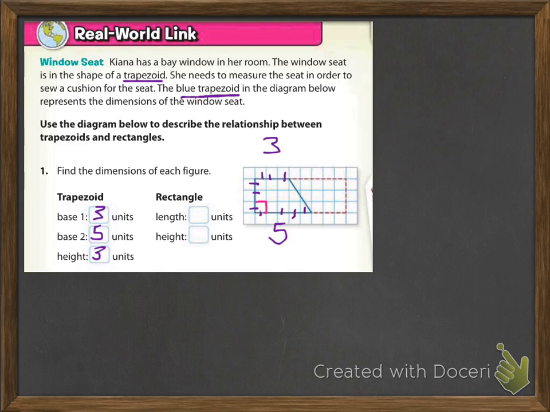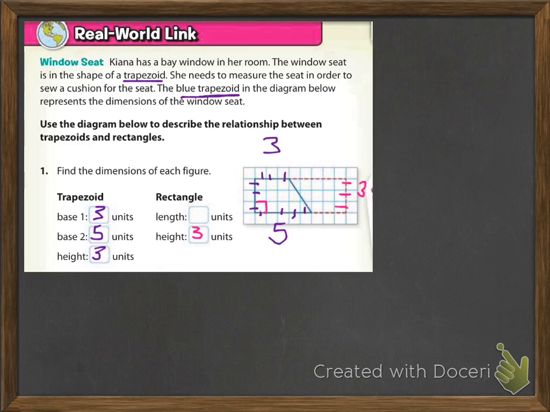Now for the rectangle lengths, I'm going to change colors here so that we can count them. So for the rectangle, I want you to first notice the height of the rectangle. So 1, 2, 3. So what do you notice? You should have noticed that the height is the same for the rectangle as it is for the trapezoid.